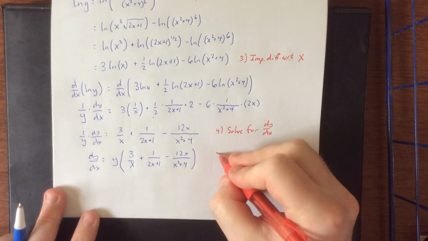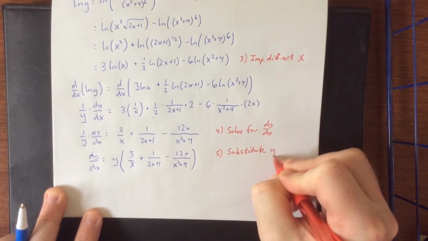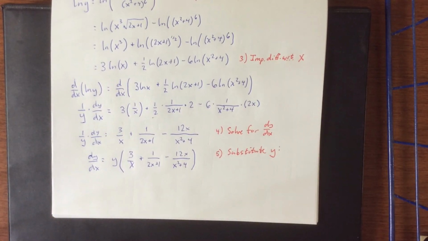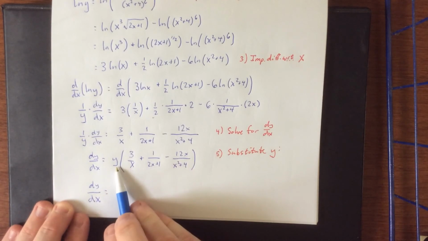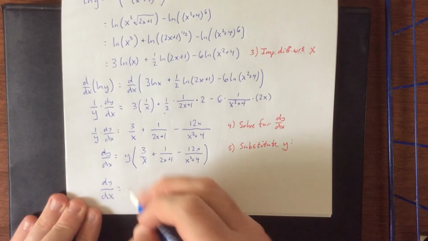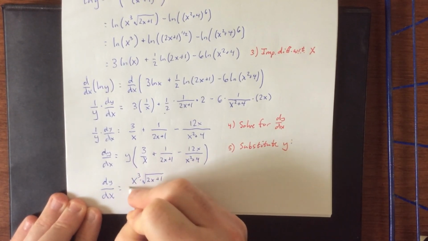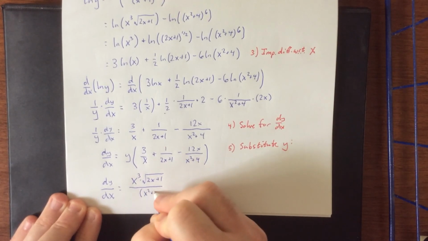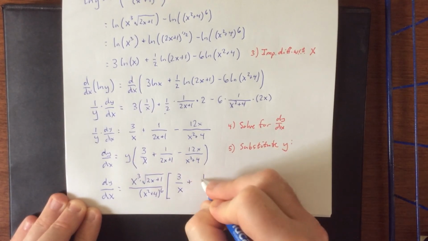And last step of the process is to substitute back what y is equal to. Reason being, if it's possible to have our final answer in terms of just x, that is what's recommended. So we're going to go all the way back to the beginning of the problem and say what was y actually equal to? Well, y was equal to this generous looking statement right here. Plugging that in for y will give us x cubed times the square root of 2x plus 1 divided by x squared plus 4 raised to the 6th power times the expression that we just came up with.